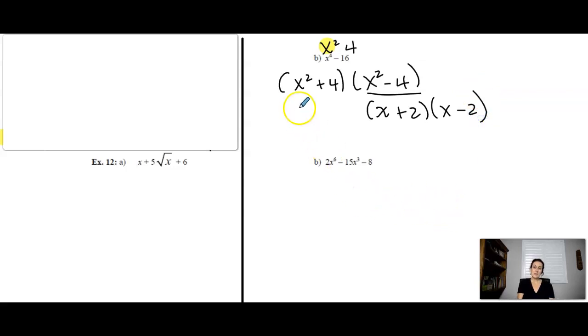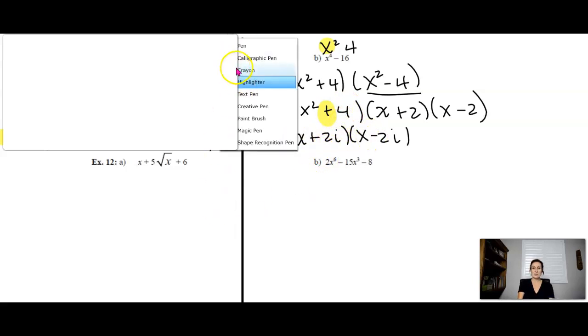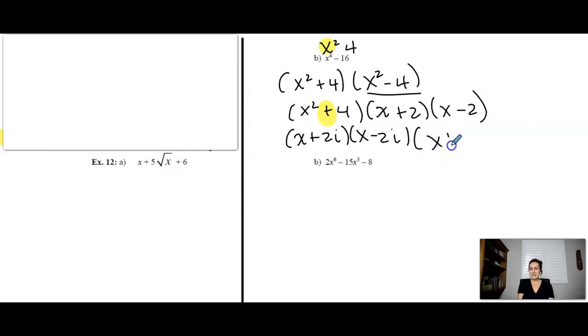If they want real numbers, then you will leave the x squared plus 4. However, if you want to get fancy, you can factor that as a sum of squares, which will be x plus 2i and x subtract 2i. When it's a sum of squares, you always get imaginary. So there's your plus, and then 2 times 2 is 4, and x times x is x squared. And then you would have the x plus 2 and the x subtract 2. So it just depends. Is the question asking for reals, or is the question asking for imaginaries? So let me highlight that final answer.